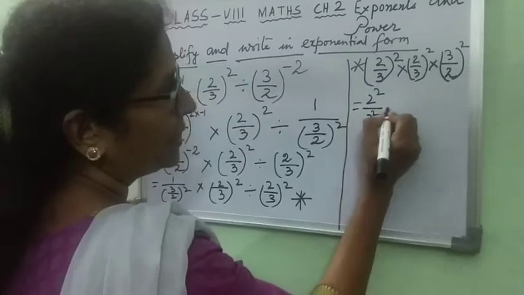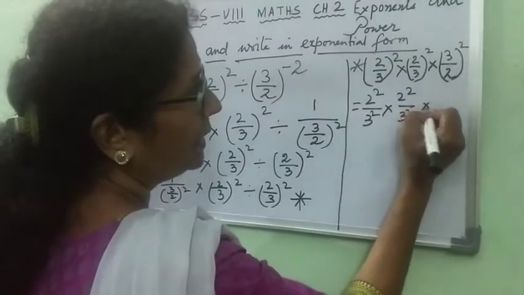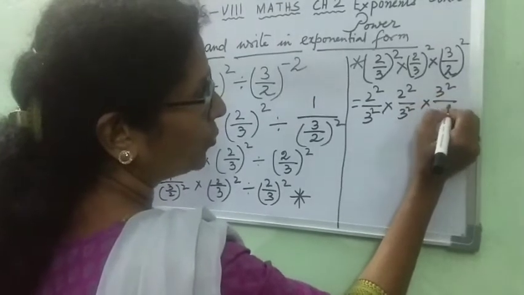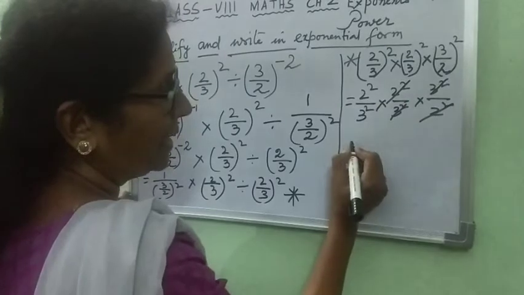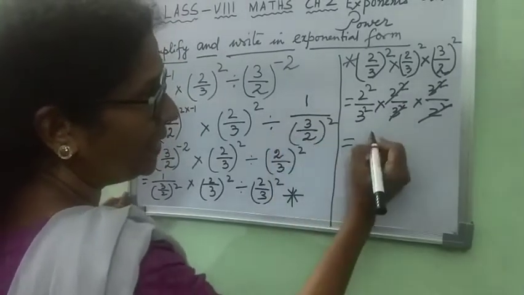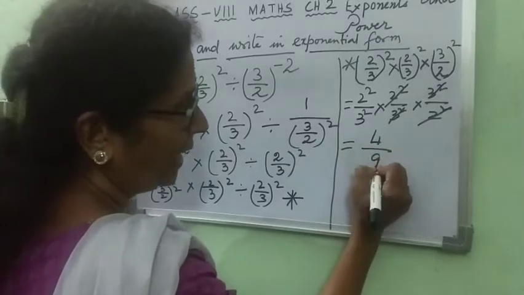You can write like this way. 2 square, 3 square, 3 square, 2 square. Now 2 square, 2 square cancel. 3 square, 3 square cancel. So what are you getting? 2 square divided by 3 square means 4 by 9.